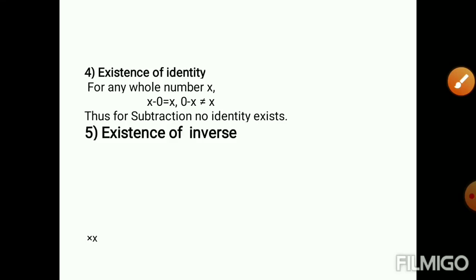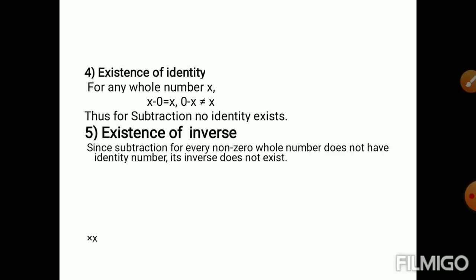My next property is existence of inverse. It says subtraction of every non-zero whole number does not have an identity number, so its inverse does not exist. We do not have inverse for subtraction.